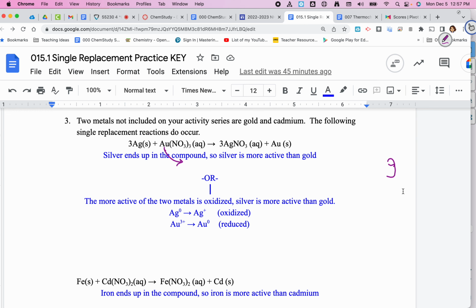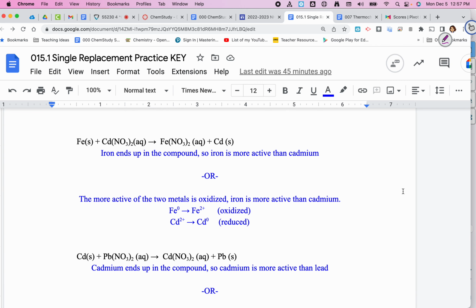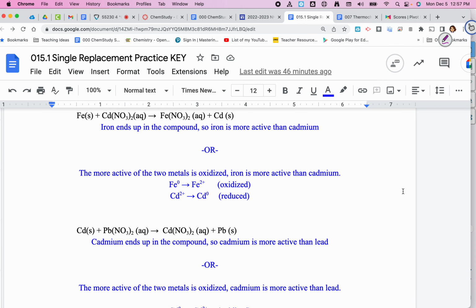Get this stuff out of our way. And then we start looking at cadmium. And we have 2 reactions here that involve cadmium. In the first reaction, iron is able to get the date from cadmium.